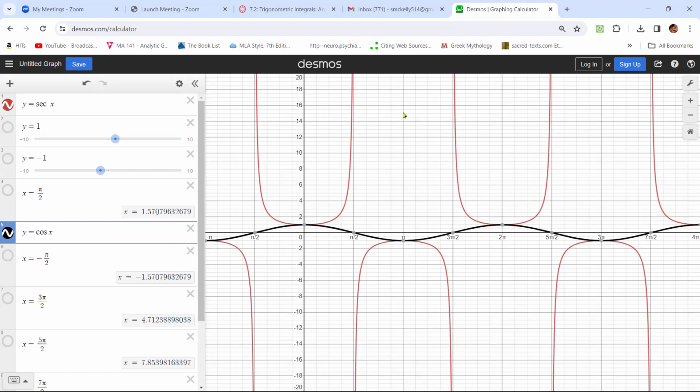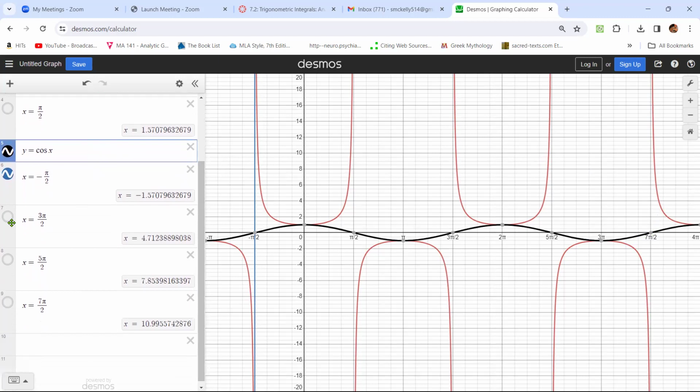So that's where this is coming from. And then all of these multiples of pi halves, whether they're negative or positive, all of those multiples are going to be vertical asymptotes. So that's what happens with that, okay? And that's what that graph looks like. Now, what I'm going to do here is go back to our problem.